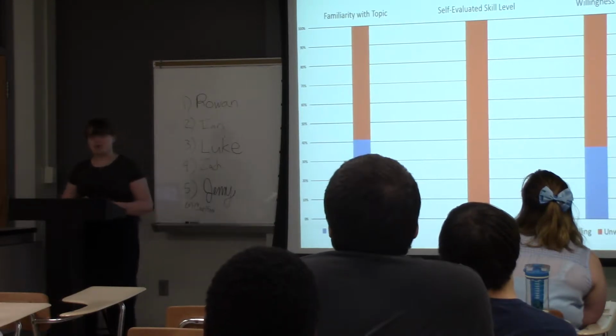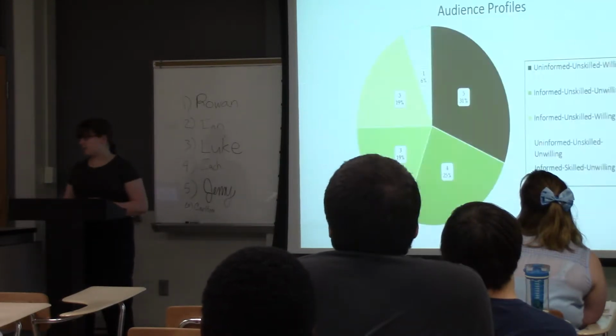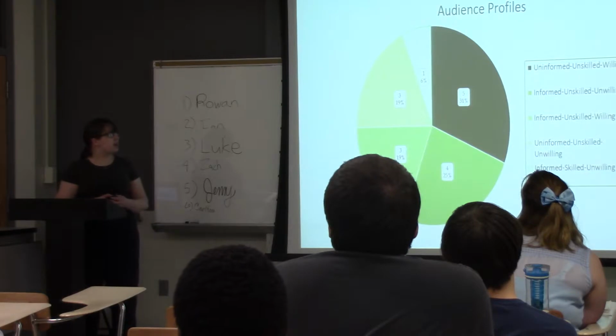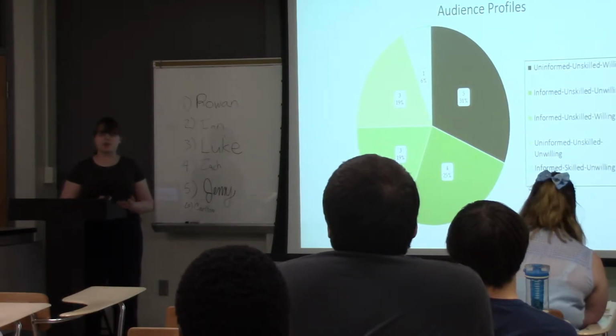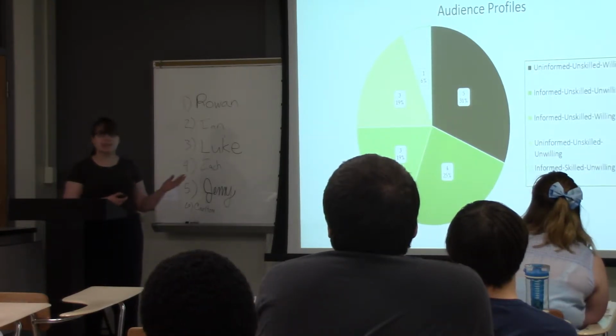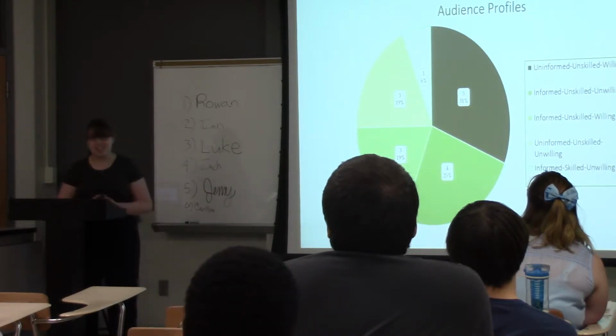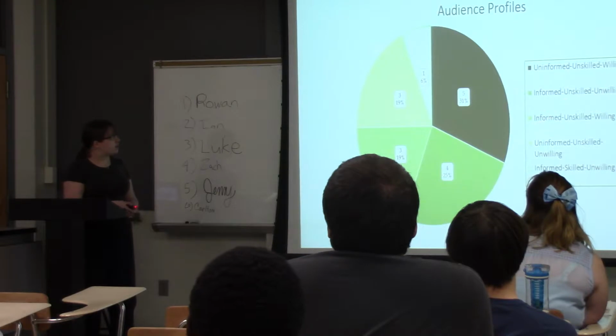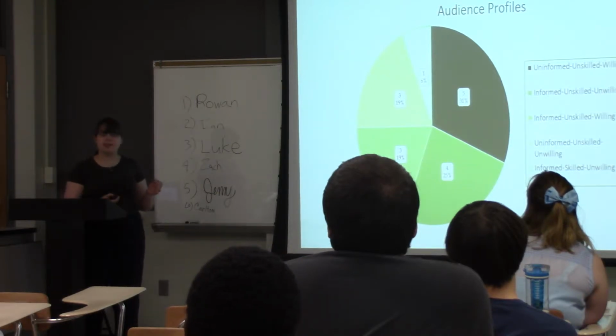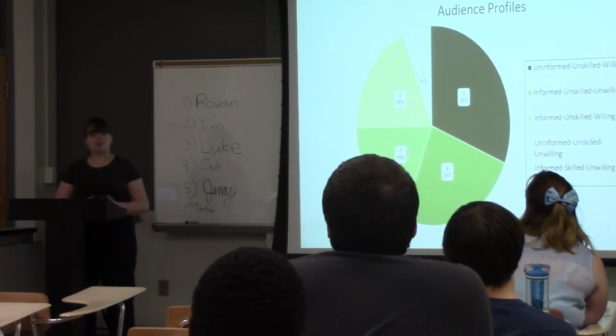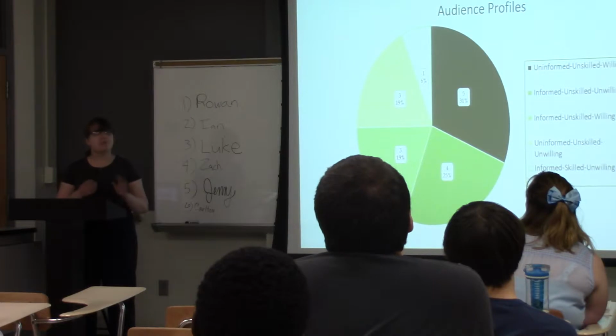I went a step further and created profiles with these dimensions. This chart tells us that the majority of you put yourselves in the uninformed, unskilled category, but are willing to engage with data viz. That's a relief. The second largest group is informed, but is unwilling and unskilled. I now know that my job is to provide reasons why being unskilled in data viz is a problem and provide easy solutions to the problem.